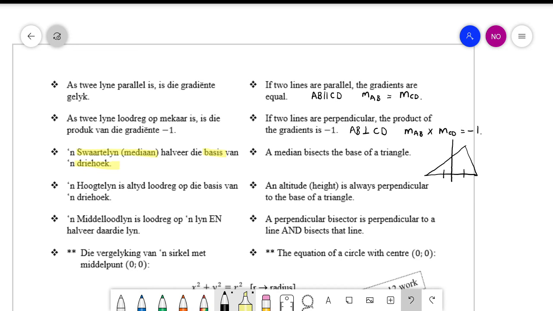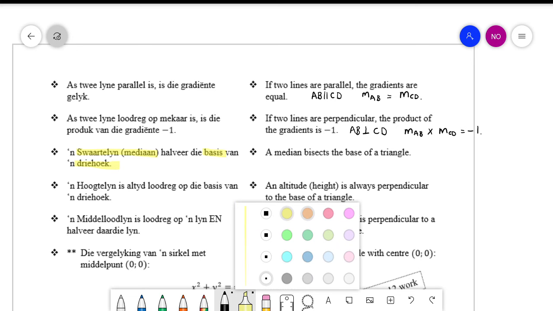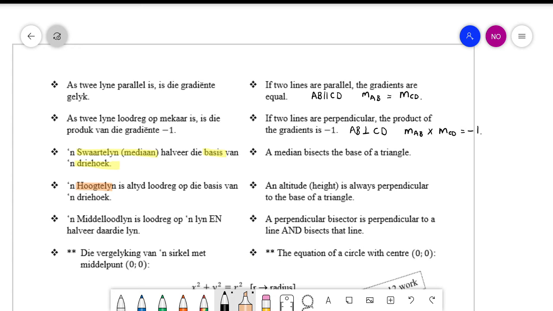Okay. Wat belangrik is, want ons kan mos die middelpunt van 'n lynsegment kry. So then you can get that point. 'n Hoogtelyn is altyd loodreg op die basis van 'n driehoek. So an altitude is always perpendicular to the base of a triangle. And then when you combine those two, we call it a perpendicular bisector. So as jy daai twee kombineer, dan word dit 'n middelloodlyn. So hy halveer hom en hy is loodreg op hom.